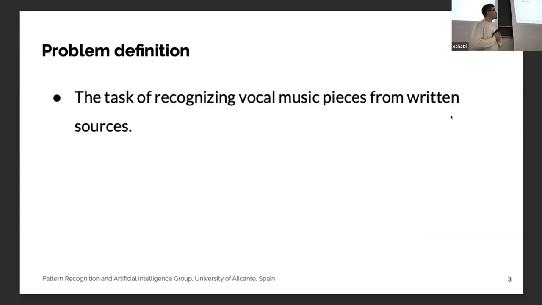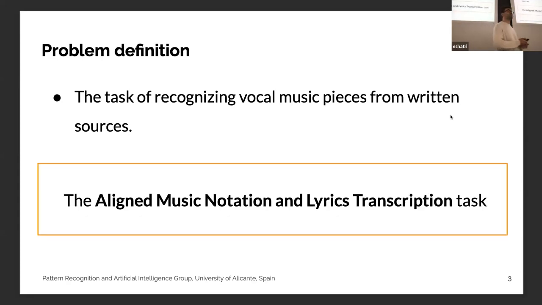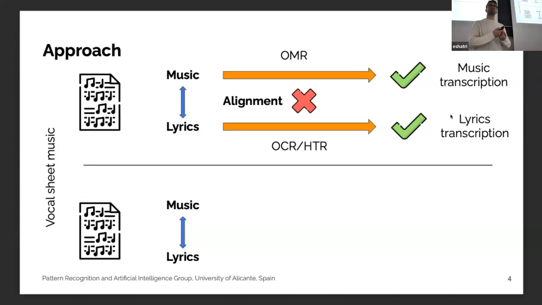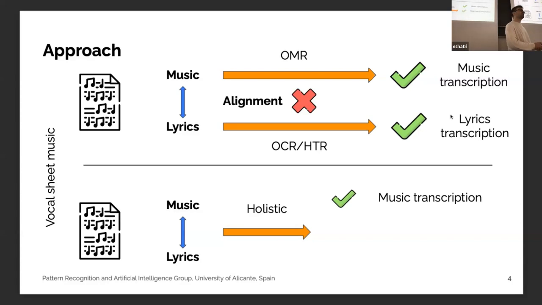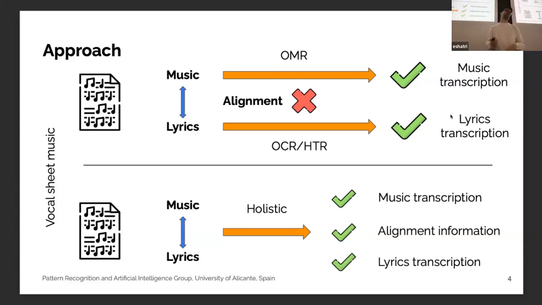it. So, for the task of recognizing this type of documents, we've proposed a name, which is the aligned music notation and lyrics transcription task. And this task is important because, as Ichiro said, having a pipeline with multiple steps will propagate the errors between these steps. So our proposal is transcribing these two music sources using a holistic approach that, in one step, transcribes the music information, the alignment information, and the lyric information in a single step.